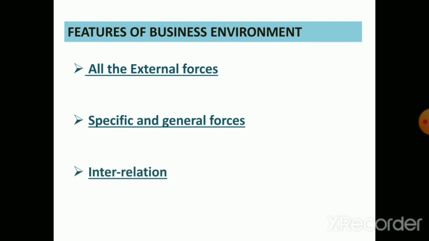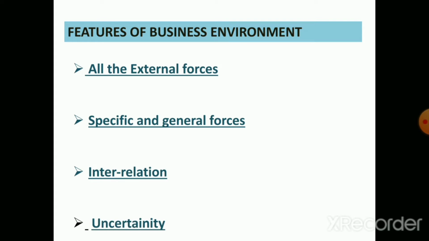Third is interrelation. Interrelation means all the forces and external factors of business environment are interrelated to each other. For example, with the inclination of youth towards Western culture, the demand for fast food is increasing, which means nowadays the youths are inclining towards Western culture, and with that, the demand for fast food is increasing. So this is somehow related to each other. So business environment factors are interrelated to each other.